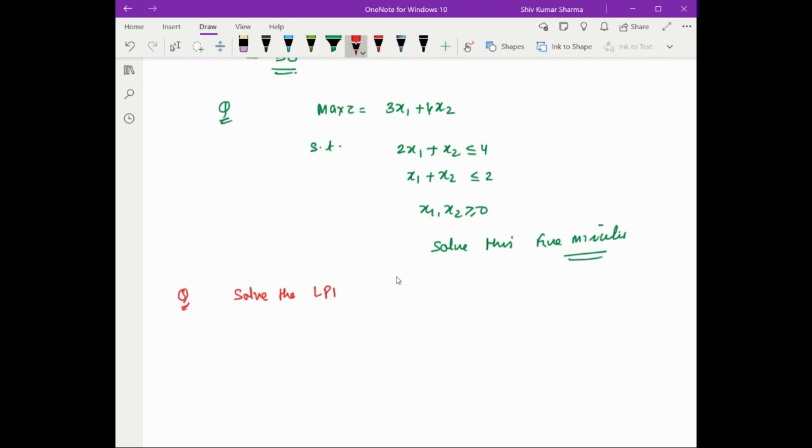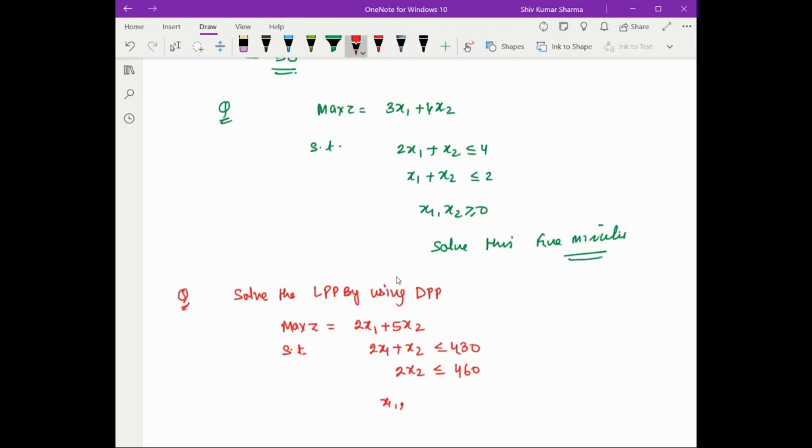Solve the LPP by using DPP. So maximize Z equal to 2x1 plus 5x2, subject to constraints. The constraints are given as 2x1 plus x2 less than or equal to 430, and 2x2 less than or equal to 460.